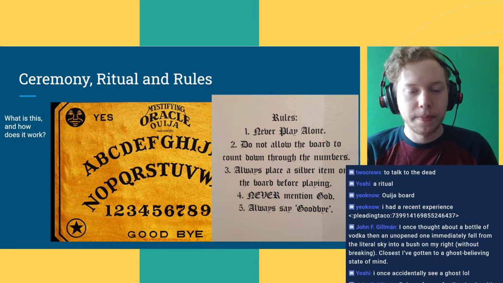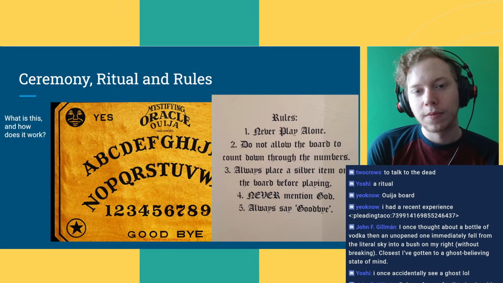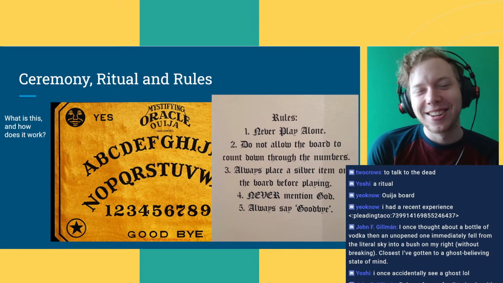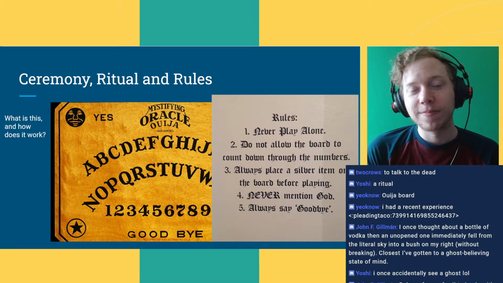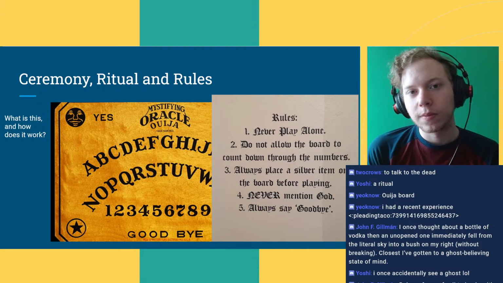Yoshi says you hold the ritual. Go ahead, you hold the planchette. I don't know, it's called a planchette. A planchette. Okay, you hold the planchette, and then you ask it a question, and then it moves on a letter and spells out something.